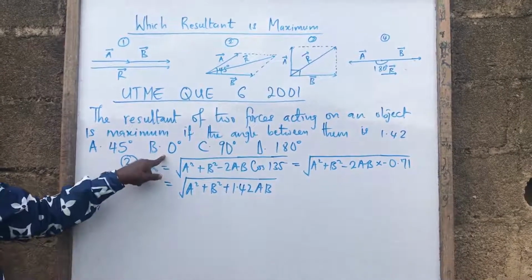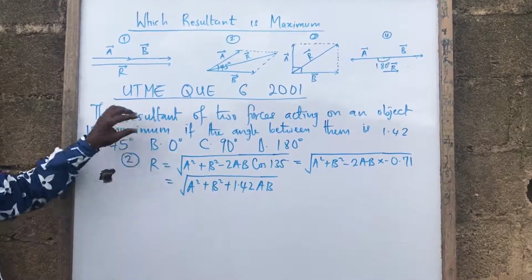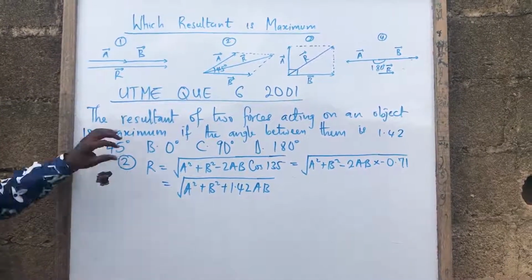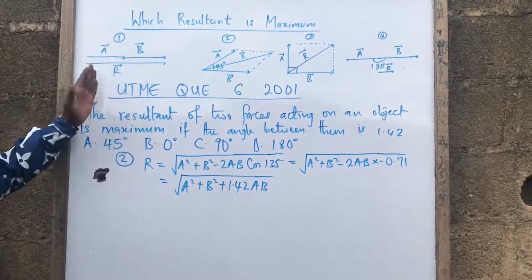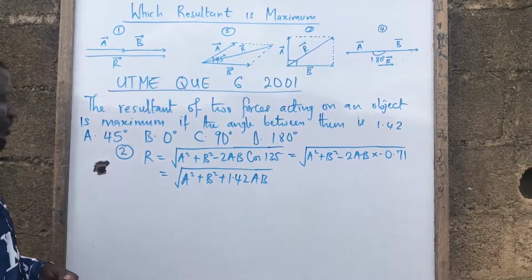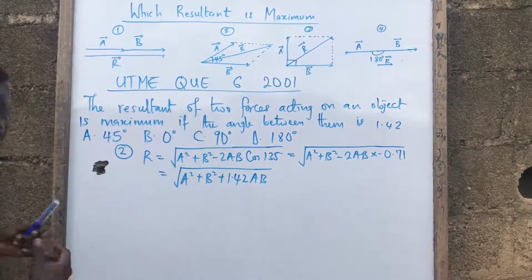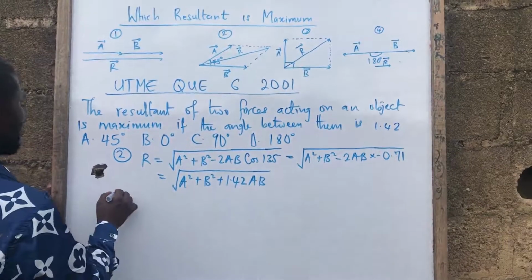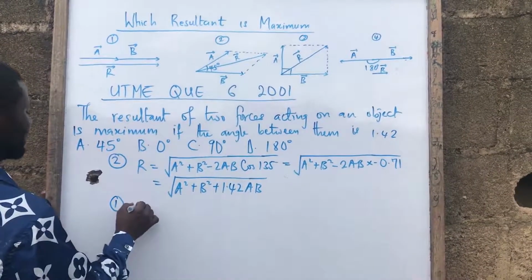Then for 0, the resultant of this one will simply be A plus B. That will be the resultant of this one. And if we use this formula as well for that one, I'm going to get something like this.